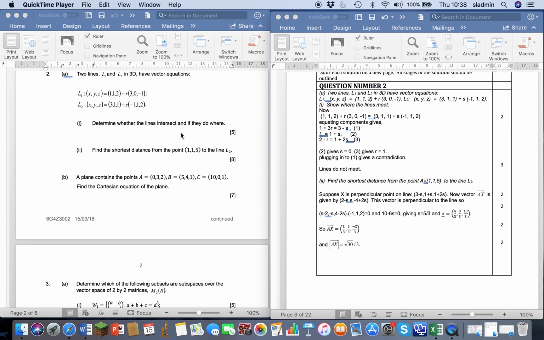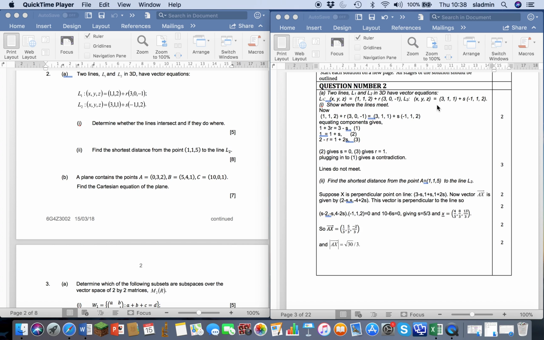These are the solutions to question number 2 on the 2017 Linear Algebra Summary Examination paper. Part A is concerned with lines in three-dimensional space, and question 2B is concerned with a plane in three-dimensional space. So for question 2A, we have the two lines L1 and L2.